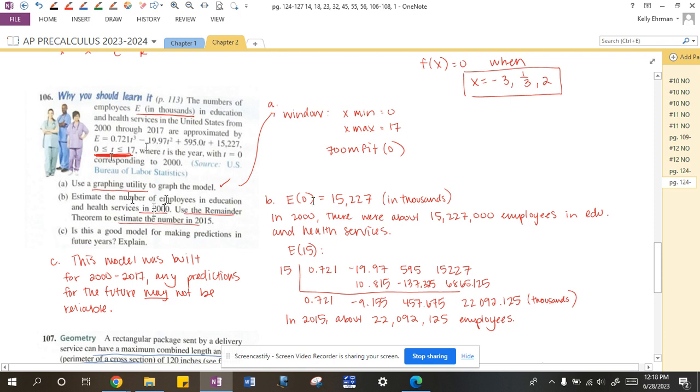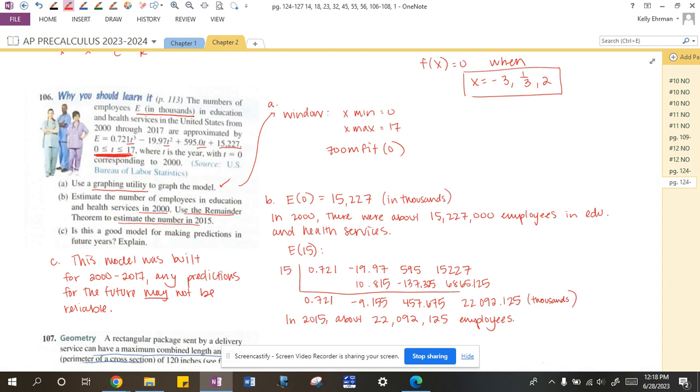Remember, that's when T is 0, so I don't need a calculator for that. If you plug 0 in for all of these terms, you're going to be left with the constant term, which is 15,227. But remember, E is measured in thousands. And because it sounds weird to say 15,227,000, just write that out in numbers. That just means multiply your number by 1,000, put 3 zeros on the end. That's how many employees. We actually had 15,227,000 employees in education and health services in 2000.